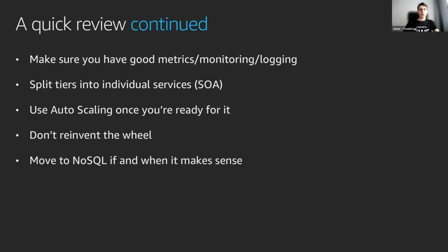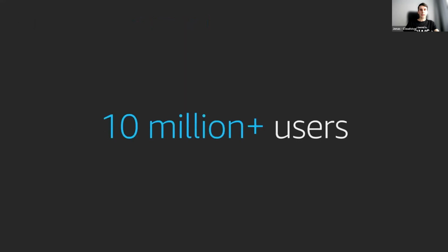As well, we are making sure that we have very robust monitoring. It helps us a lot. We have split our monolithic architecture into service-oriented architecture. We're using auto-scaling. We didn't reinvent the wheel, using AWS services and not building them by ourselves when we don't need it. And yeah, we moved to NoSQL when it makes sense.